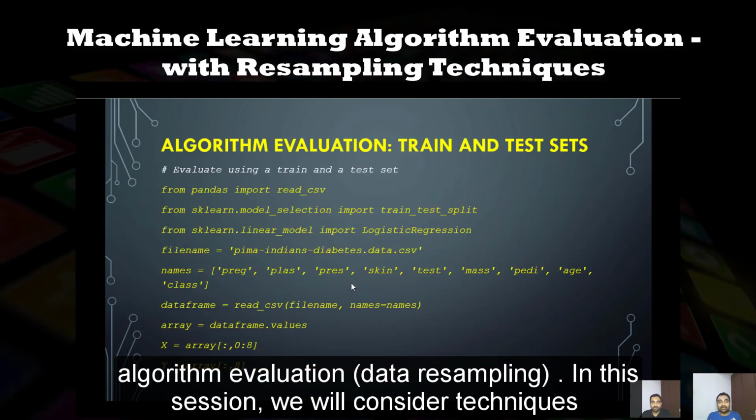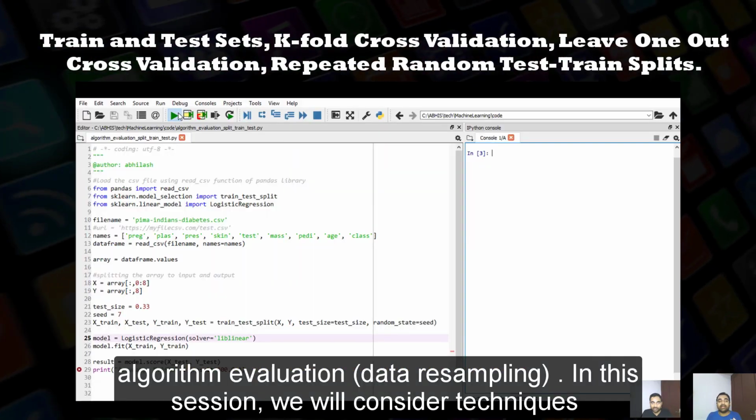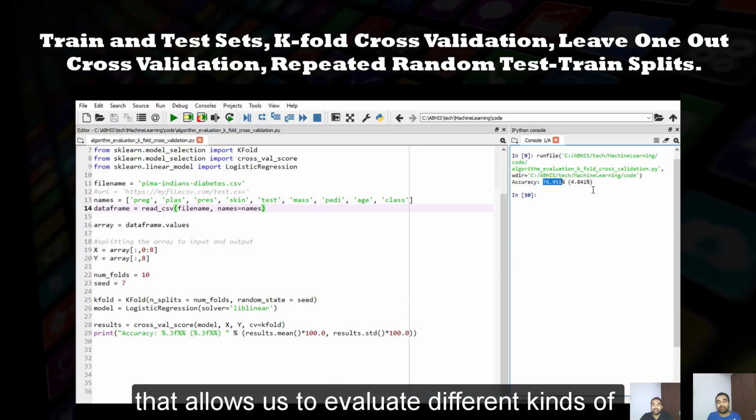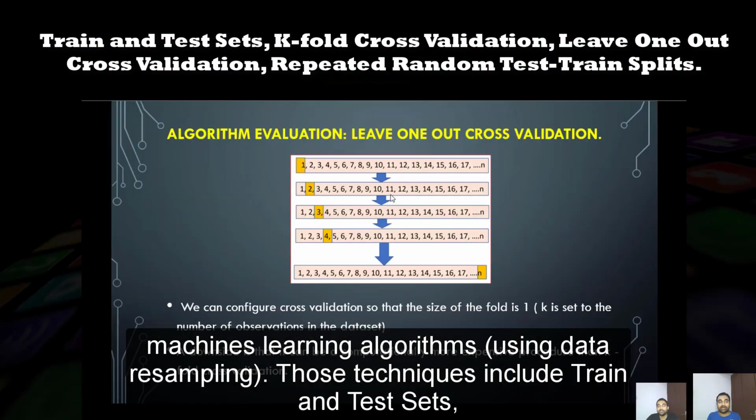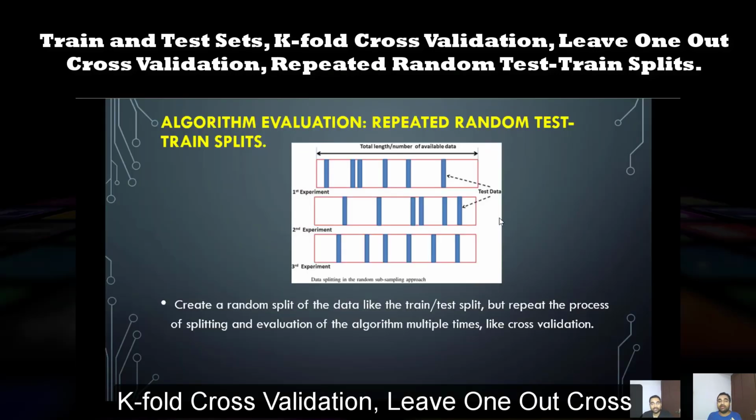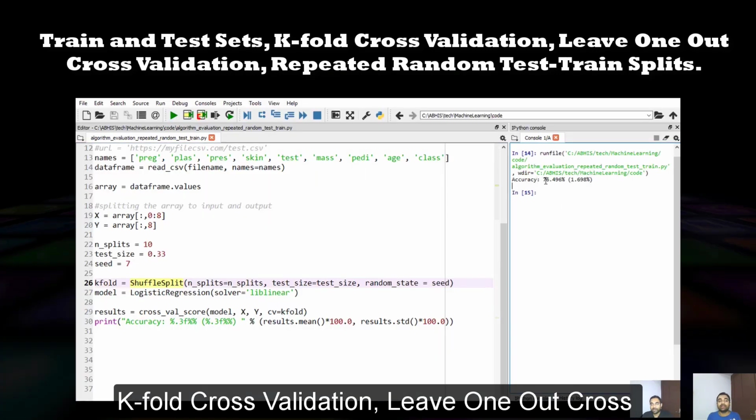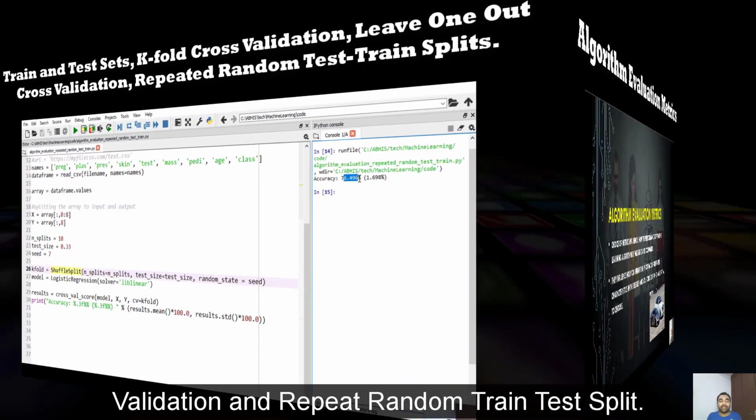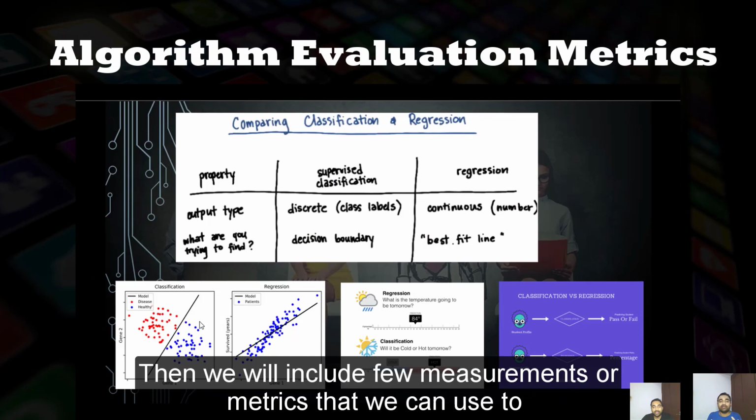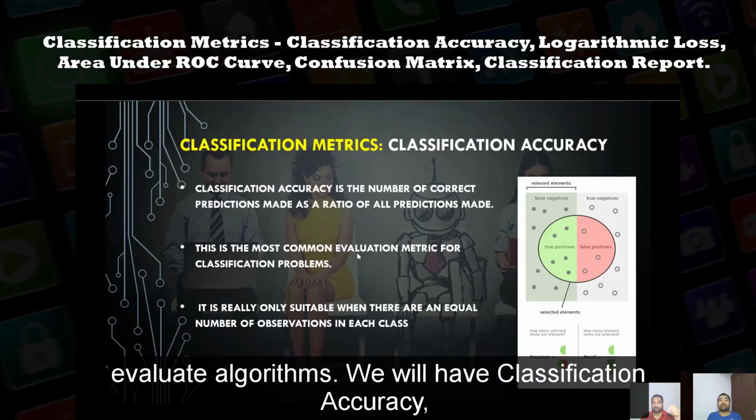And in this session, we will consider techniques that allow us to evaluate different kinds of machine learning algorithms. Those techniques include train and test sets, then k-fold cross-validation, leave-one-out cross-validation, and repeated random train-test split.